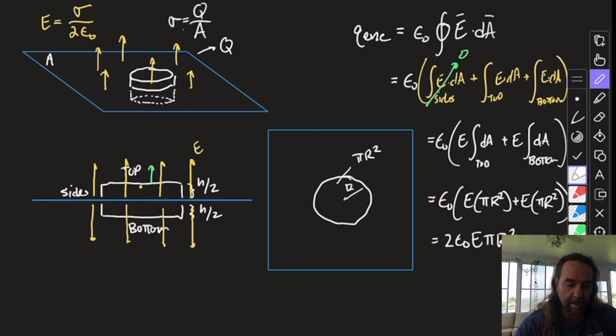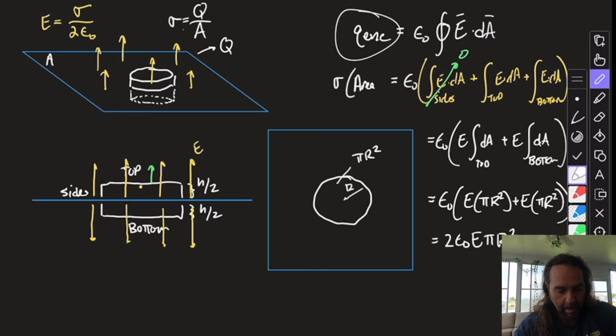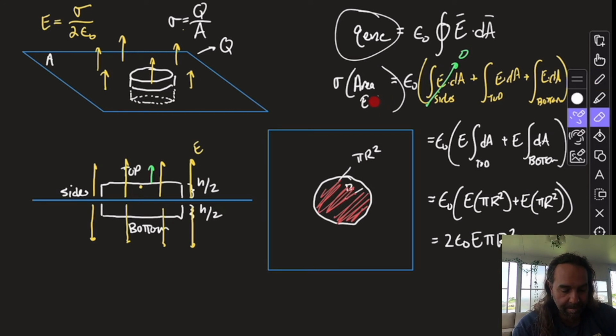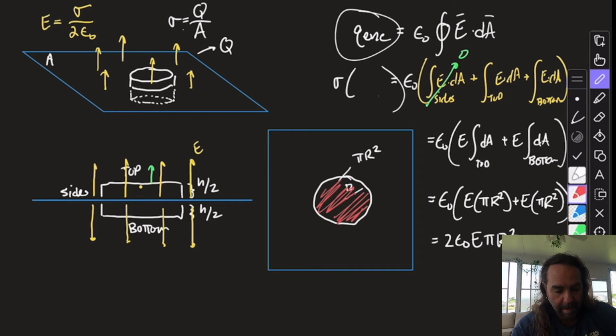Let's deal with the left side, Q enclosed. Q enclosed is going to be sigma times the area enclosed. That's how much area is being cookie cuttered out of my sheet. Right? This cylinder kind of cuts through the sheet and cuts away a certain amount of the sheet. That's like a cookie cutter. And I think we can all agree the area enclosed in this case is going to have to be pi r squared.